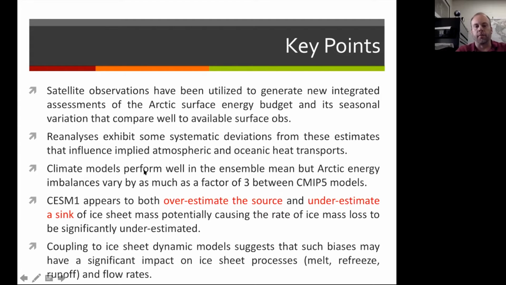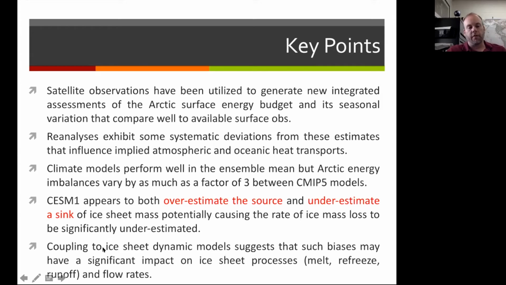Also, climate models are performing fairly well in the ensemble mean, but there's an extremely large spread between the various climate models, and that may be linked to things like how clouds are parameterized or how the precipitation process is parameterized in the model. So just again, to take one model, the CESM, and this is CESM1, not the new release that's about to come out, but the original CESM, it does appear to both overestimate a source, so it overestimates the amount of snow falling on the Greenland ice sheet, and underestimate a sink, the downwelling long-wave radiation on the ice sheet, which could cause a fairly significant bias in the rate of ice mass loss in the model.